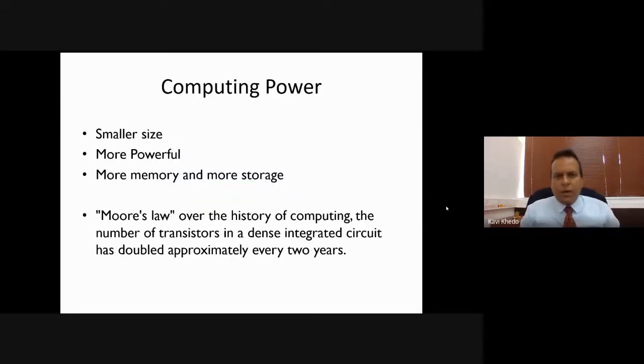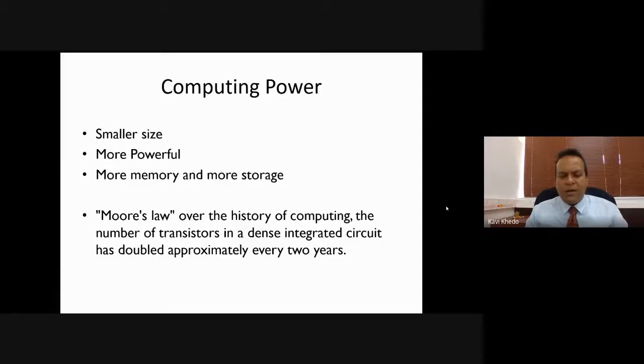Let me start with, in general, the computing power has been increasing a lot. Originally, we had big computers like mainframe computers, which were powerful. Now the same power you have in your mobile phone that you carry in your pocket. The computers themselves have been shrinking in size, becoming smaller and smaller, more powerful, and having more memory.